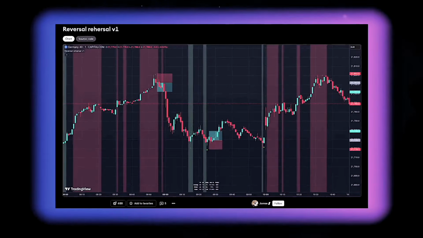Finally, let's talk about the 4th indicator, Reversal Rehearsal version 1. This professional grade tool is designed to detect areas where momentum is building for potential reversals. It uses RSI ranges to highlight overextended conditions, like spotting when the market is overheated or oversold. That means you're always aware of when a shift in direction is most likely.